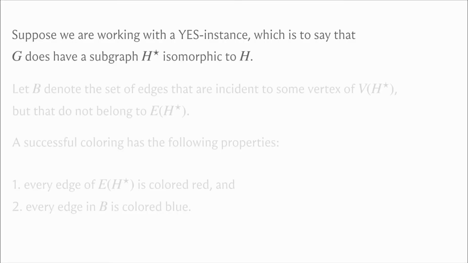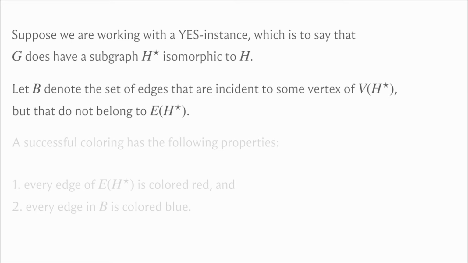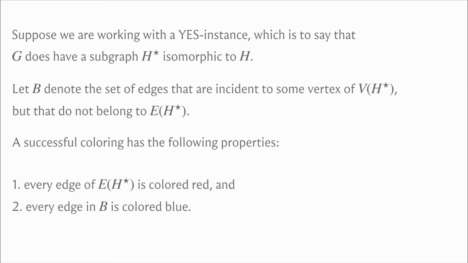So suppose we are working with a yes instance. So we do have a copy of H in G, which we'll call H star, and let B denote the set of edges, which are these cross edges. So they have one endpoint in H star and the other endpoint outside of H star. Okay. So now for us, a good coloring is one which colors every edge inside H star, both endpoints in H star, red, and every edge that is in B gets colored blue.